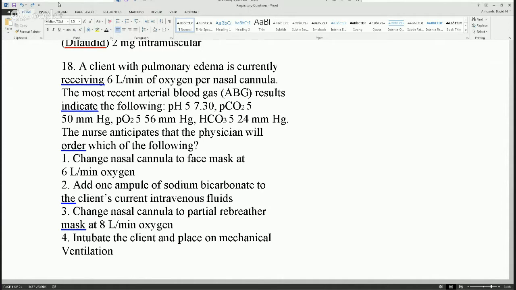Intubation and ventilation are warranted. Changing the oxygen delivery system would not correct the hypoxemia. Changing the oxygen delivery system to partial rebreather, even with a slight increase in oxygen, would not correct the severe hypoxia, and a rebreather would increase the CO2 further. Adding sodium bicarb, of course, as you saw, was not necessary. Right. So the issue there was the hypoxemia. We needed to get the oxygen in.